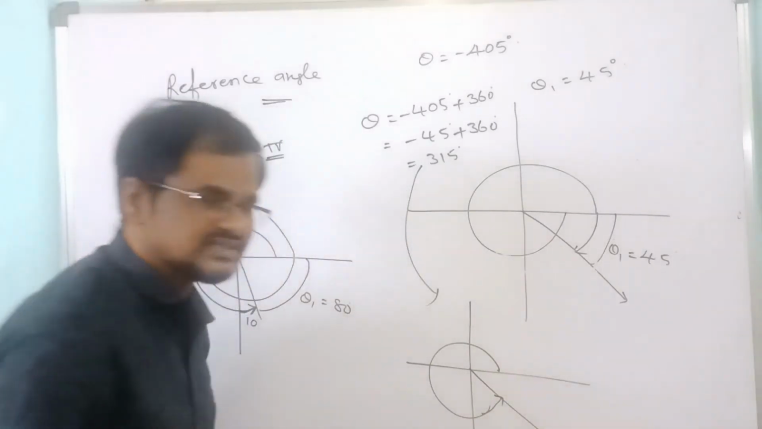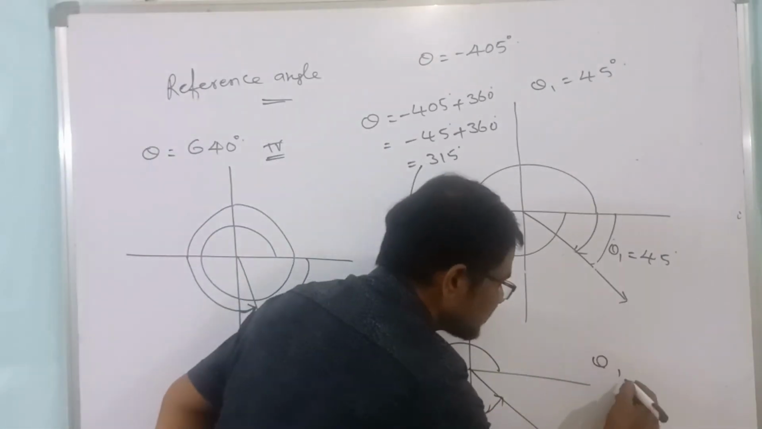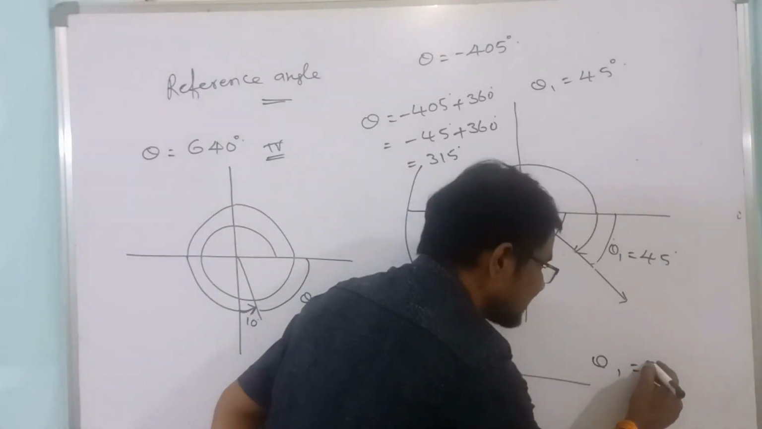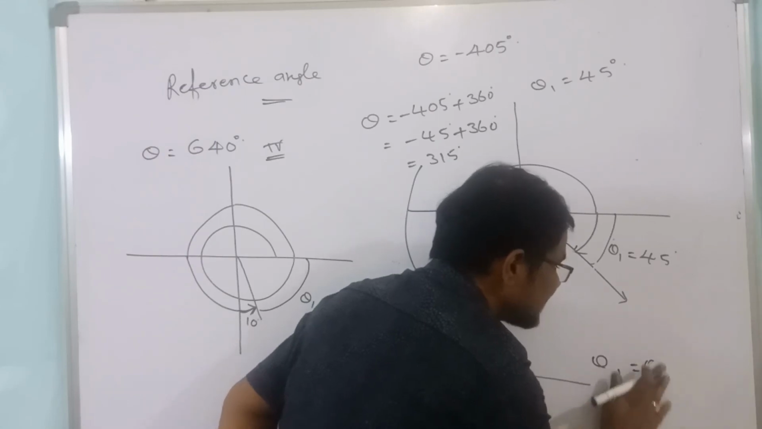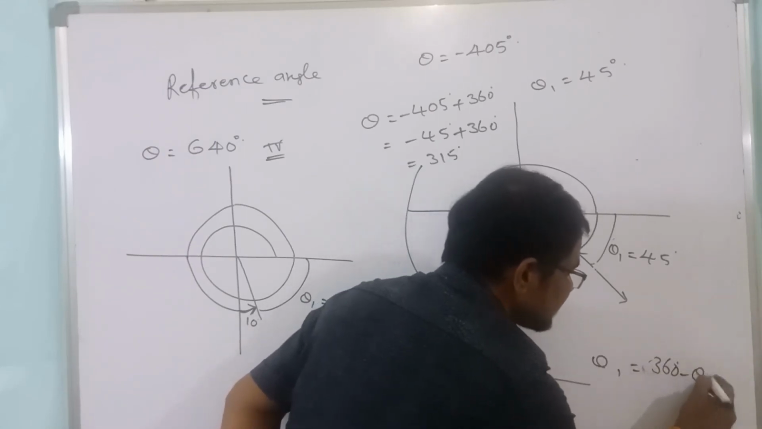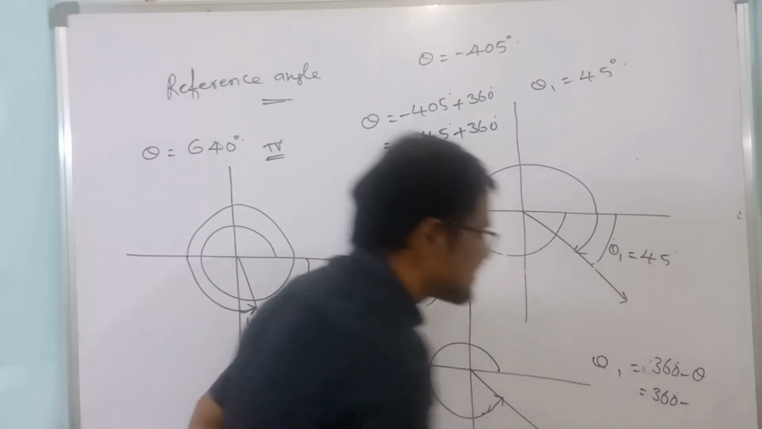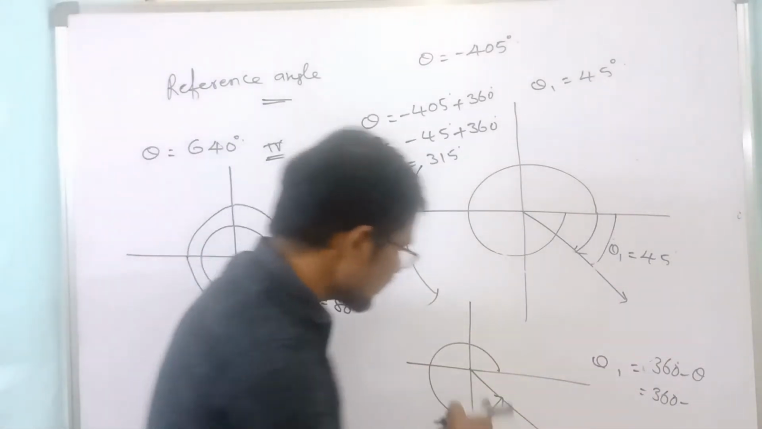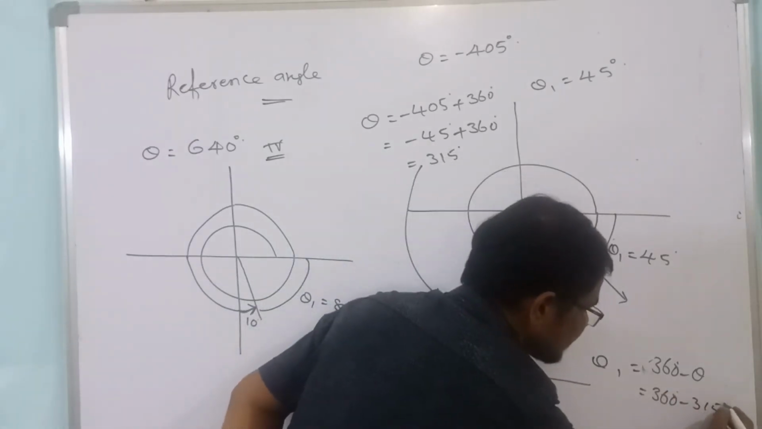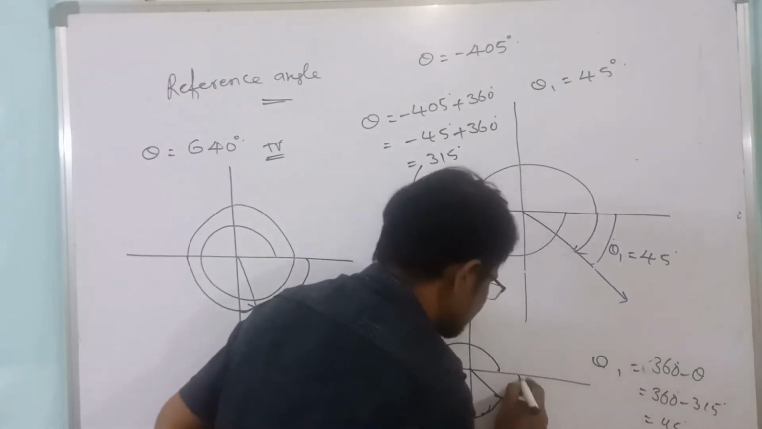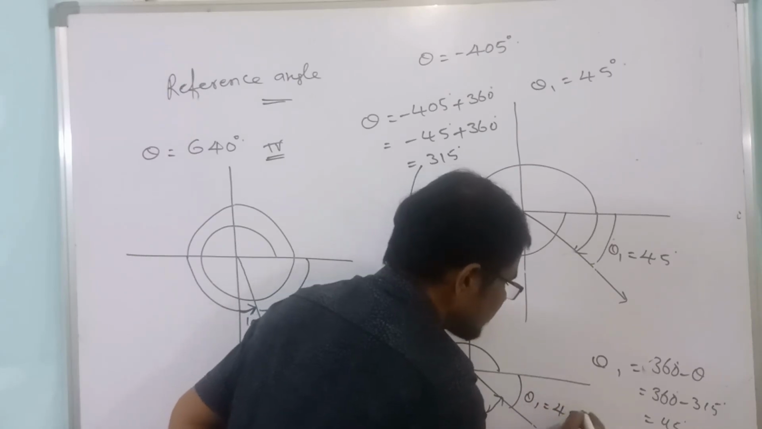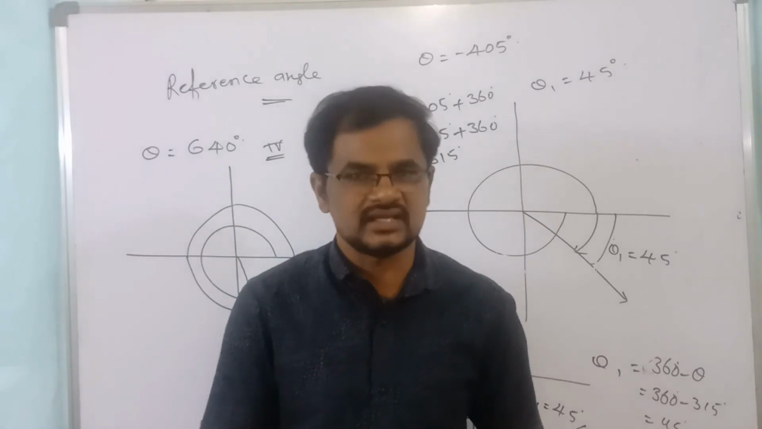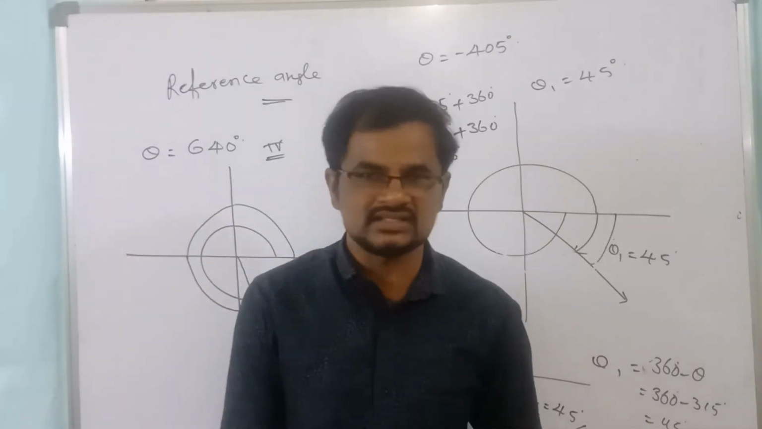This is 315 degrees. So for the reference angle, we know that the angle lies in the fourth quadrant. The reference angle theta 1 equal to what? 360 minus theta, that is equal to 360 minus 315 degrees, that is equal to 45 degrees. So here to here theta 1 equal to 45 degrees. So like this we have to find reference angles, and before that, coterminal angles also we discussed.